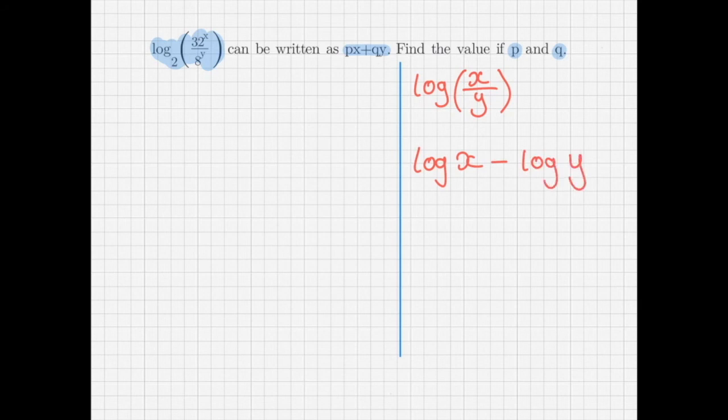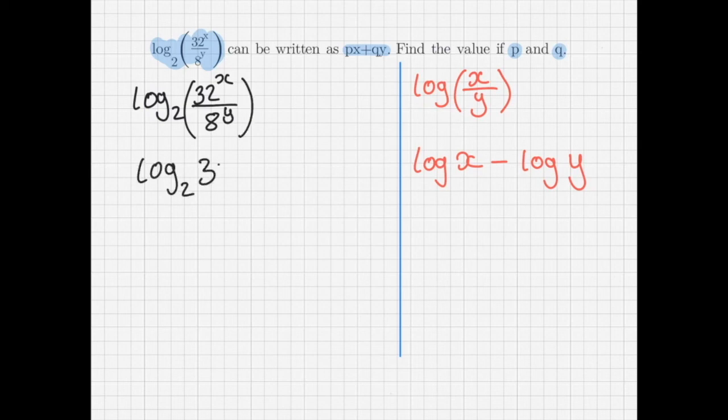Now we can use this rule here. Keep this in mind. So we have log base 2 of 32 to the power of x over 8 to the power of y. So log base 2 of 32 to the power of x minus log base 2 of 8 to the power of y. Now we can write 32 and 8 in the base of 2. You will see why that will be helpful.